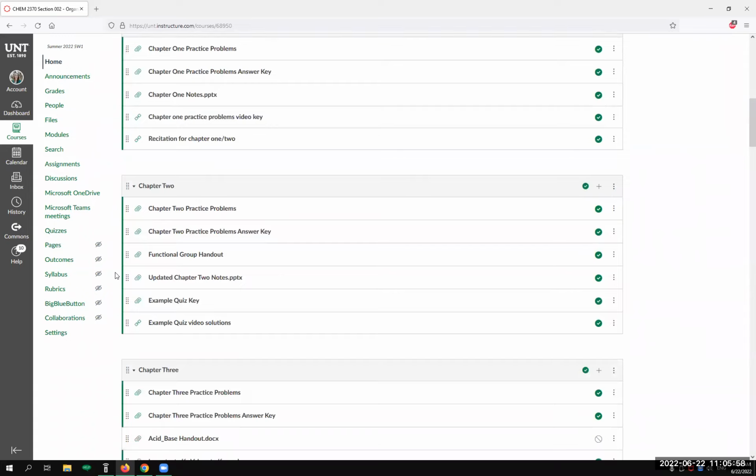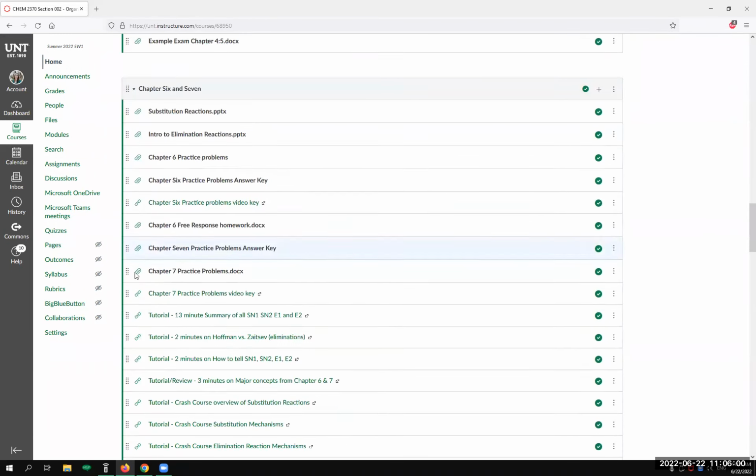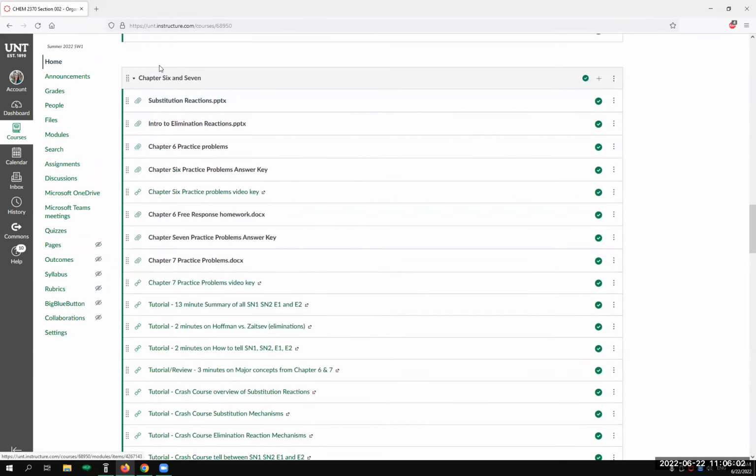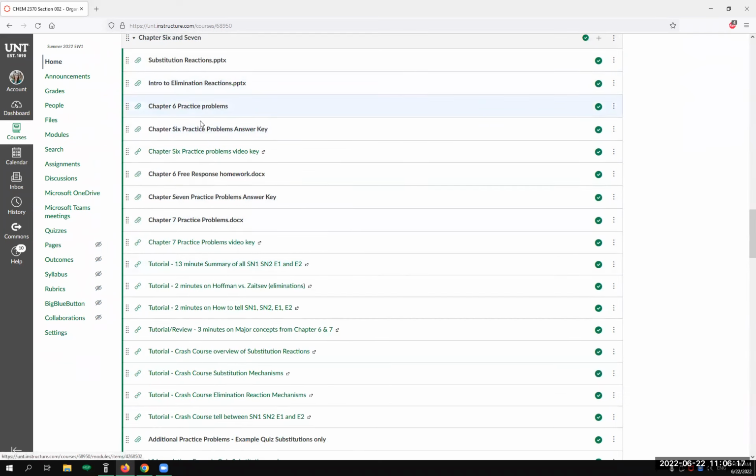So I revamped chapters 6 and 7, where I started at the top with notes, so substitution and intro to elimination, and then when I put up your last little bit from chapter 7, it'll go right below that. And then the practice problems and the answer key right below it, as well as the video key below it, and then the free response problems are also there.